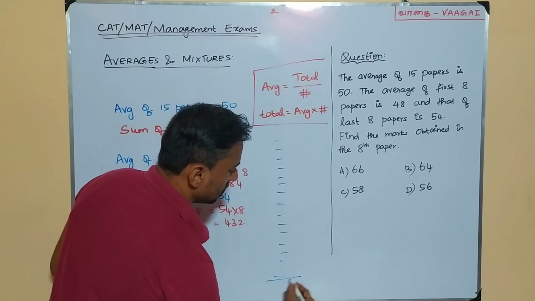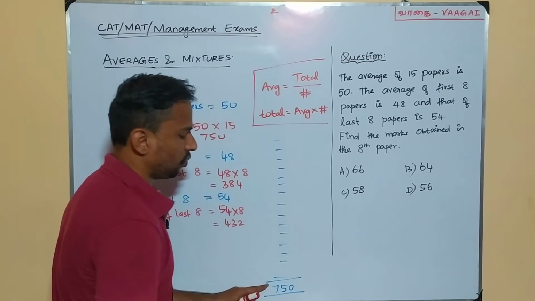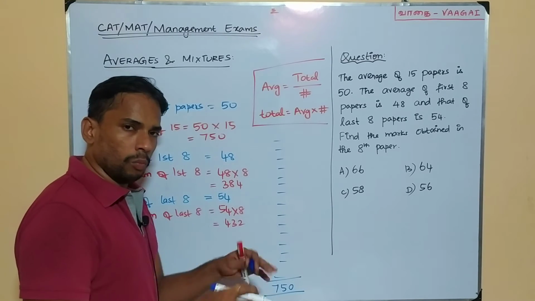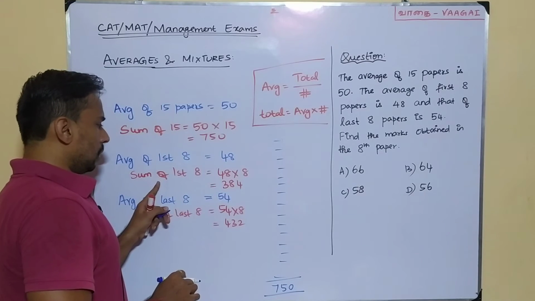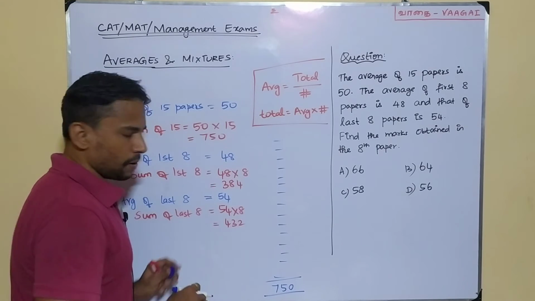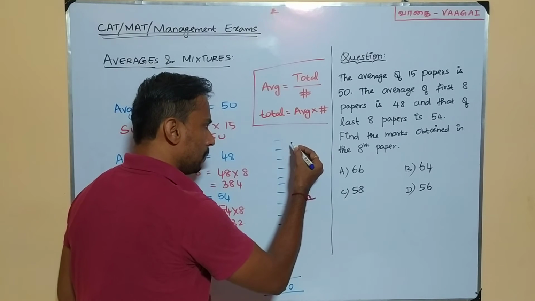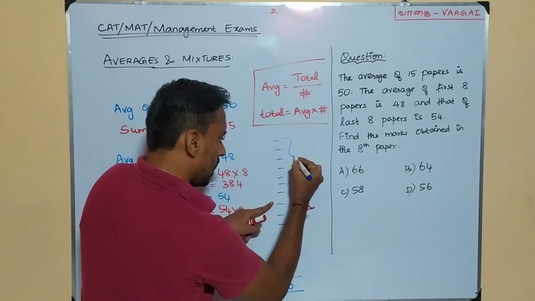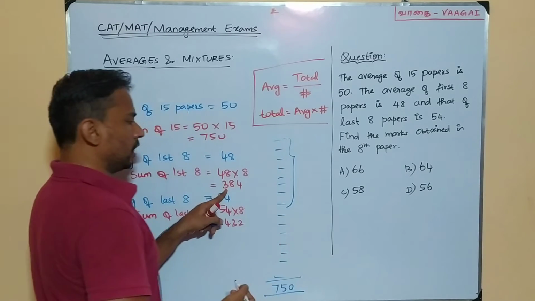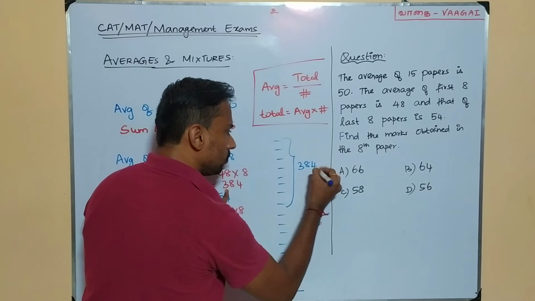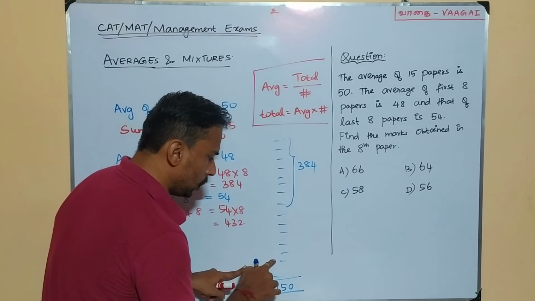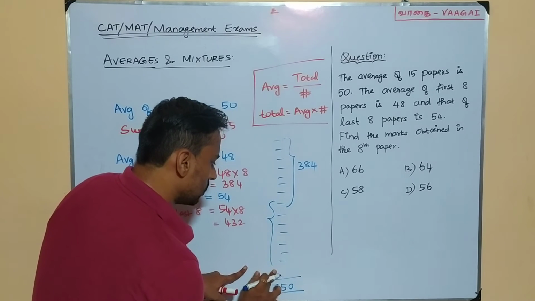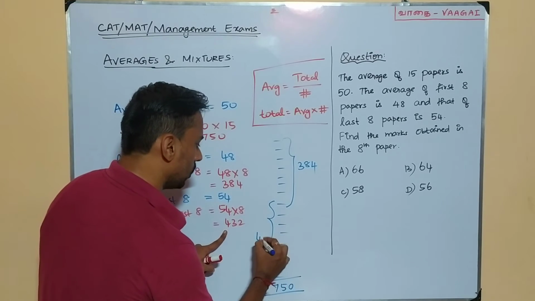So I'm going to write 750 here, since this stands for the total of all these 15 papers. Now we have two more pieces of information: the sum of the first 8 papers and the sum of the last 8 papers. The sum of the first 8 papers, 1 2 3 4 5 6 7 8, is going to be 384. And the last 8, 1 2 3 4 5 6 7 8, the sum is going to be equal to 432. We will note that here too.